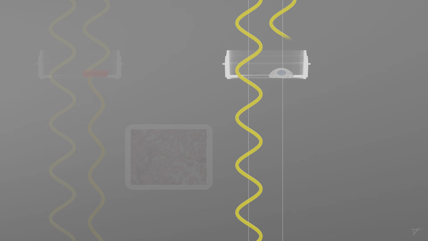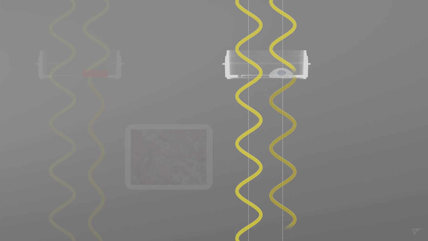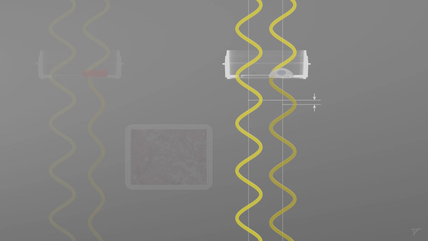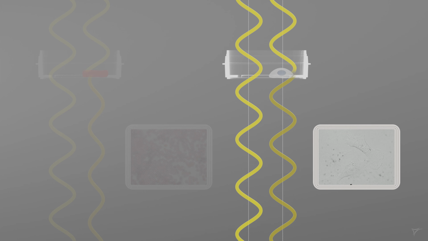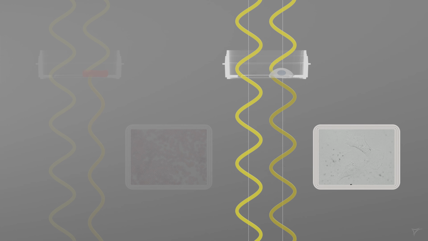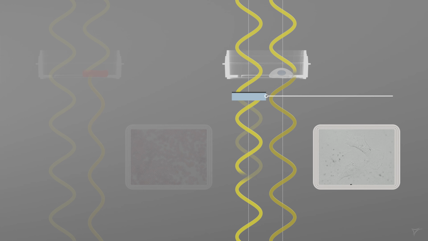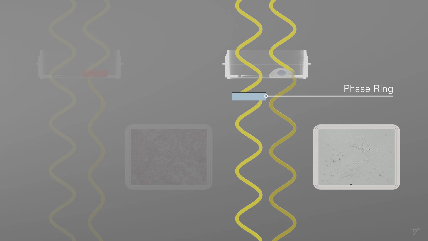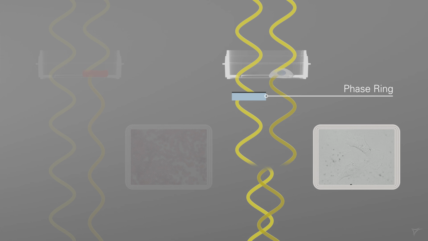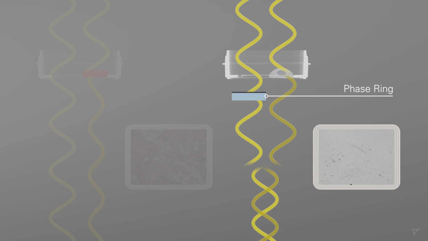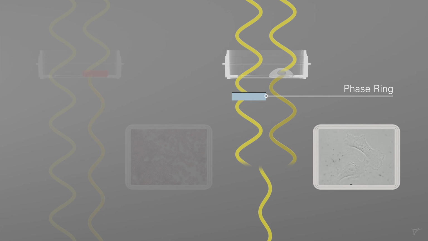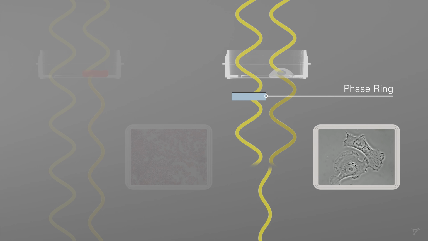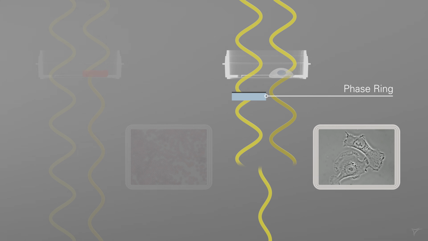Non-pigmented cells, however, absorb almost no light and cause only a slight phase shift, which is not sufficient to produce a clear contrast. This is where phase contrast microscopy helps. By introducing a phase ring, it adds a defined phase shift to the light not passing through the sample. This phase-shifted light then interferes with the light coming from the sample, enhancing the contrast and making low-contrast cells clearly visible. And this is how it works.